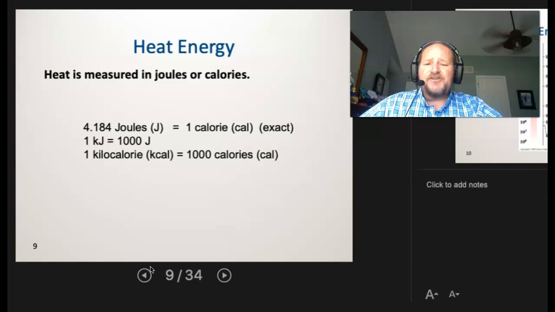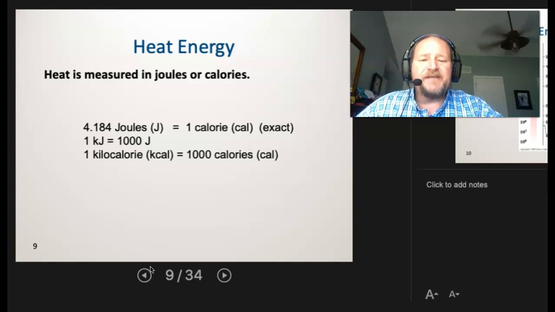Now, heat energy then, which is what we're going to be focusing on, is the heat that's measured in joules or calories. So got a few pieces here we have to kind of tuck away. You might want to write it down somewhere. You'll probably need this for different types of assessments. But 4.184 joules is equal to 1 calorie.